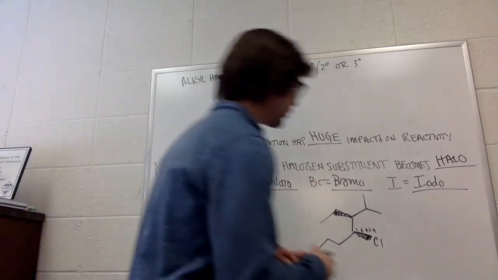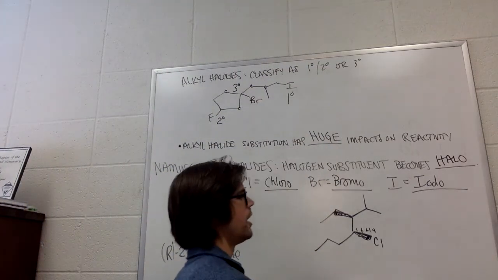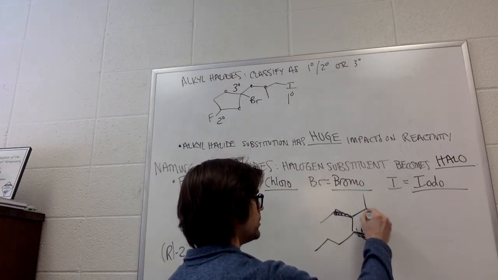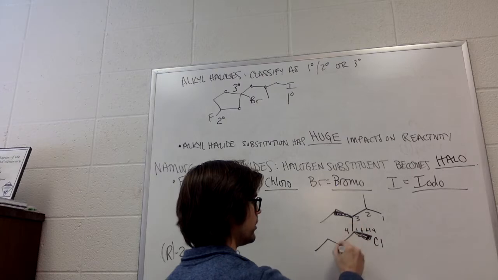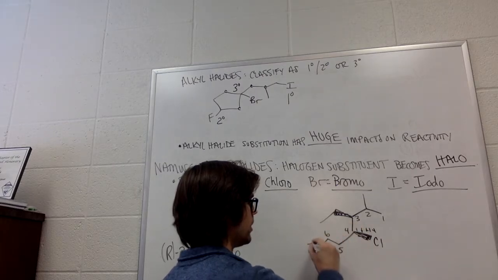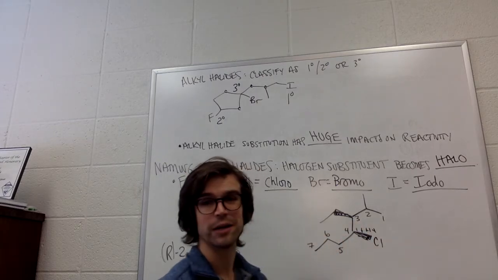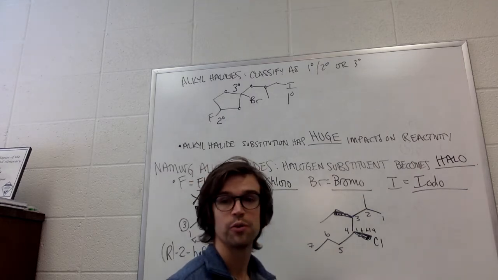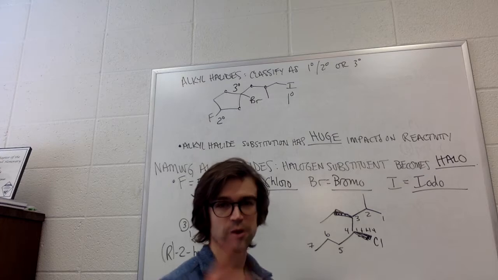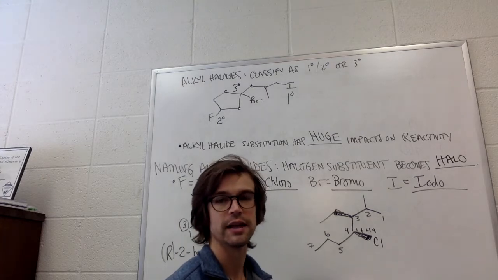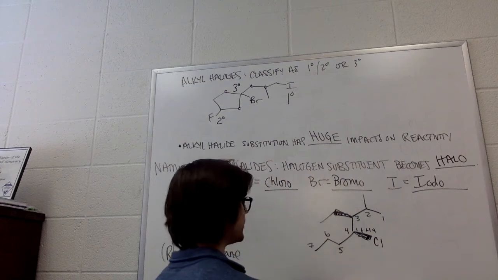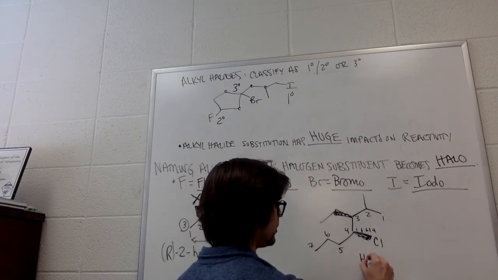Nice job. So, how are we going to do this? We number to get the most substituents. 1, 2, 3, 4, 5, 6, 7. Most substituents in the longest parent chain, so that's 7 carbons long. So the parent name is heptane. So this is going to be heptane.